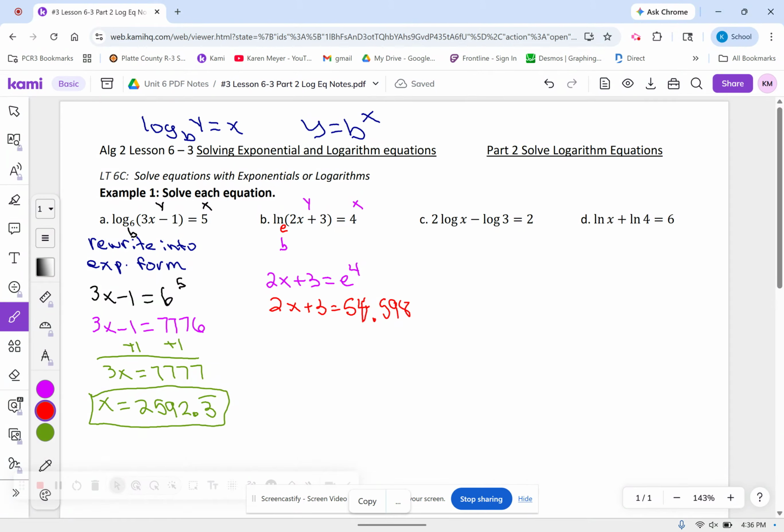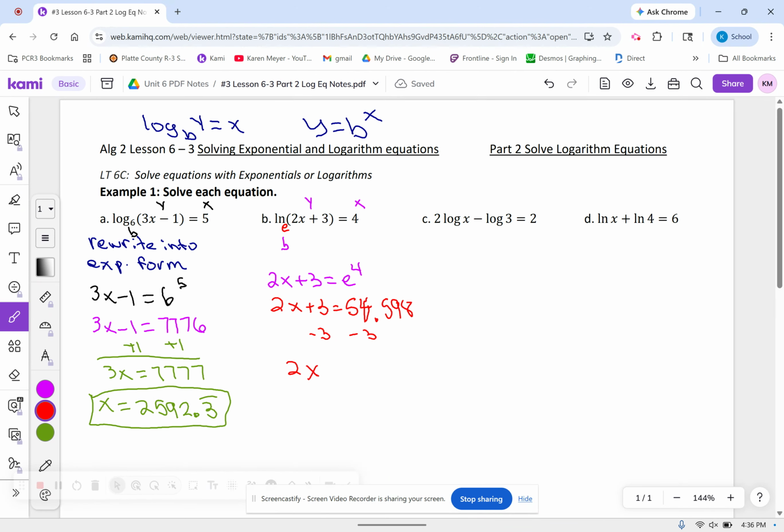54.598. And now if we solve that normally, we're going to subtract 3. So then I would get 2x equals 51.598. And then if you divide by 2, you're going to come up with x to equal 25.799.